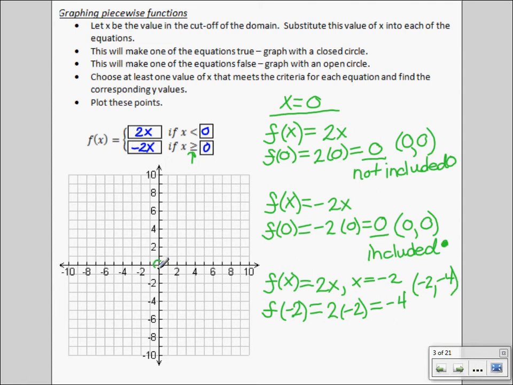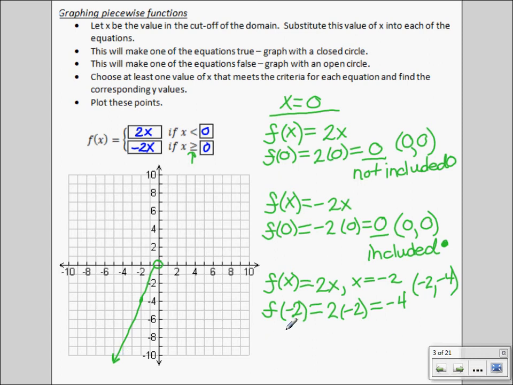So, for our first part, we know it's going to be an open circle because it's not included from our first part of the problem. And now we know another point. So 0, 0 is an unincluded point. Now we have negative 2, negative 4 as our second point. So now what we're able to do is to connect the points like that.